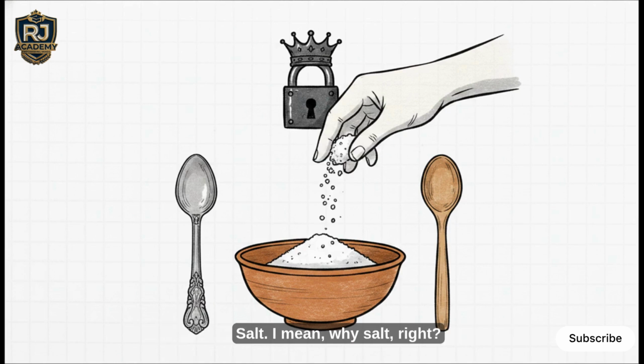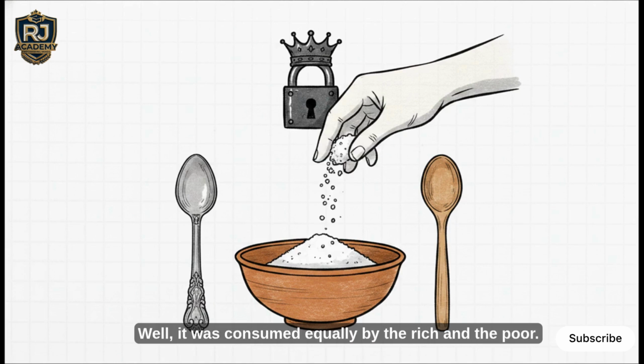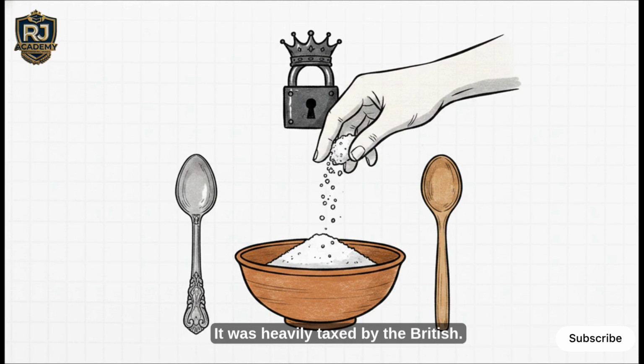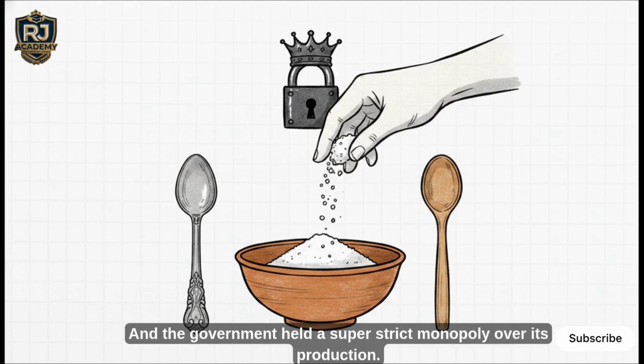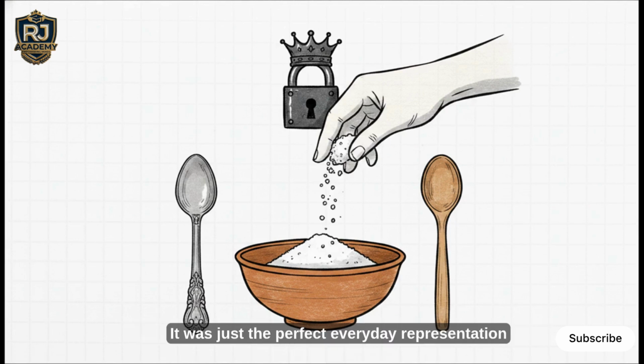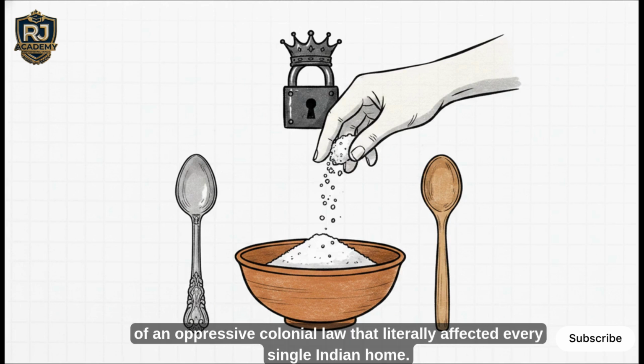I mean, why salt, right? Well, it was consumed equally by the rich and the poor, it was heavily taxed by the British, and the government held a super strict monopoly over its production. It was just the perfect everyday representation of an oppressive colonial law that literally affected every single Indian home.